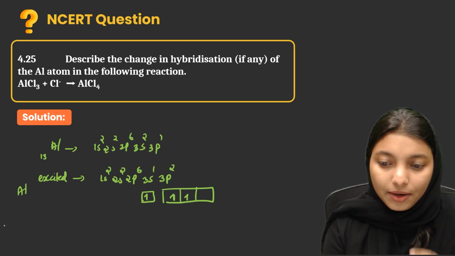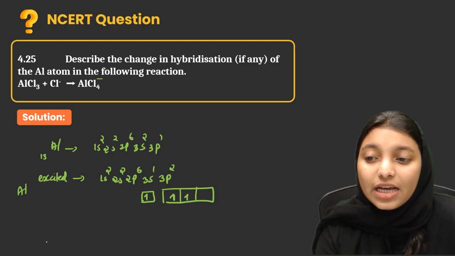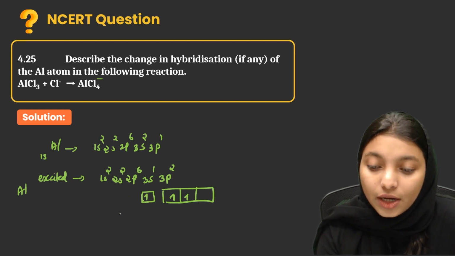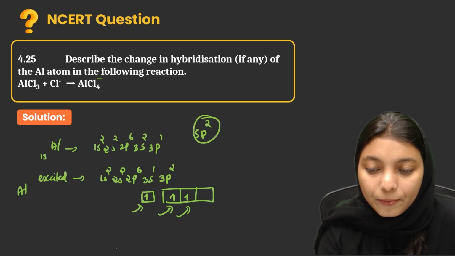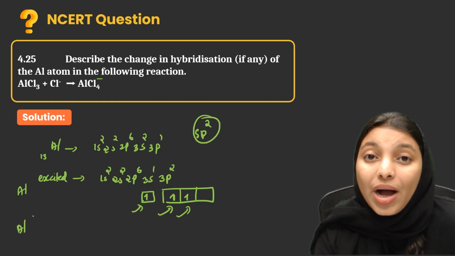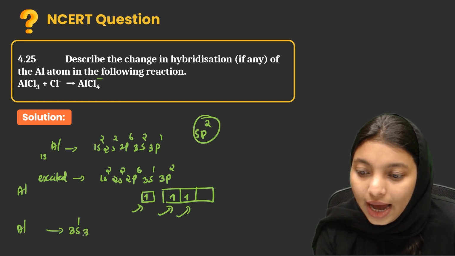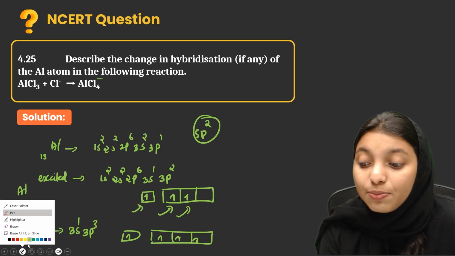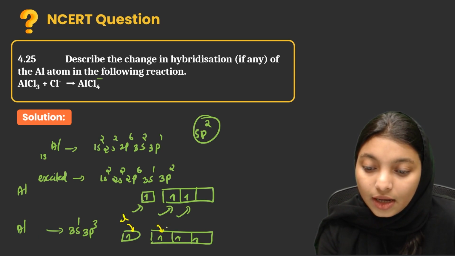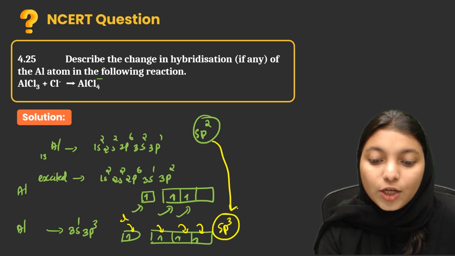Now when we move to AlCl4 minus, you can see one chlorine here, another chlorine here, another chlorine here. sp2 hybridization will be coming here. Now when it comes to Al minus, it got one more electron, so it will be 3s1 and 3p3, 1 electron here and 3 electrons here. So when it is forming AlCl4 minus, it will form sp3 hybridization. One chlorine coming here, another one, another one, another one. Total 4 chlorine. So here the hybridization is moving from sp2 to sp3.